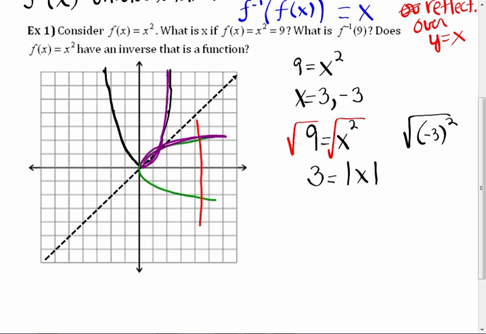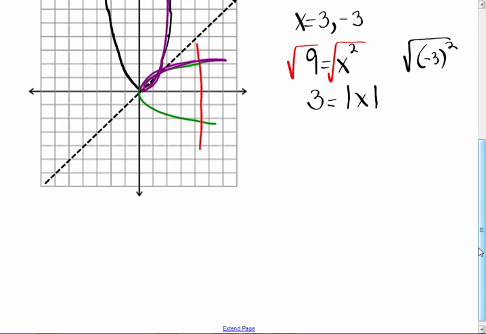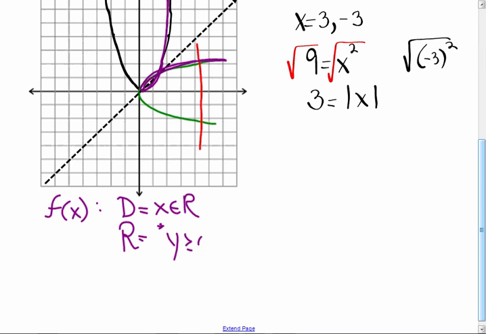Okay. What is true about the domain of our original function? Do you remember this about inverses? F of x. Okay, the domain here is x belongs to the reals. And what's the range? 0 to infinity. Do I get to include 0? Yes. Okay. I'd rather write it this way. Y is greater than or equal to 0.